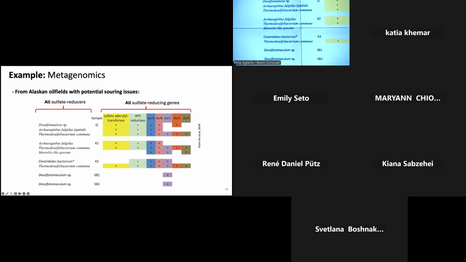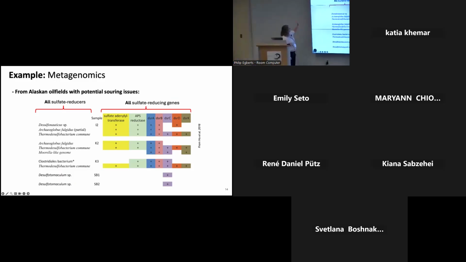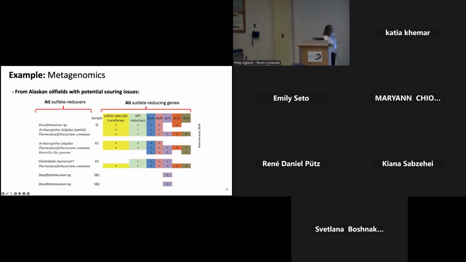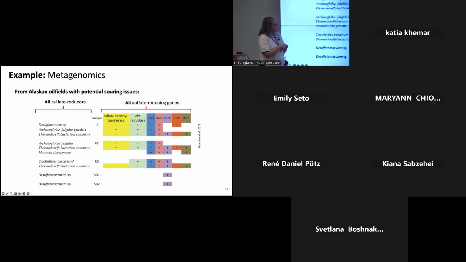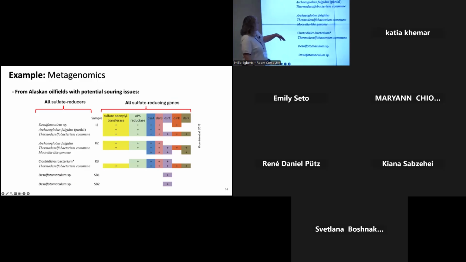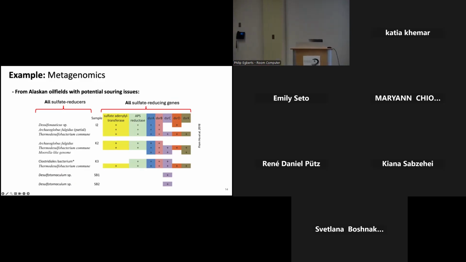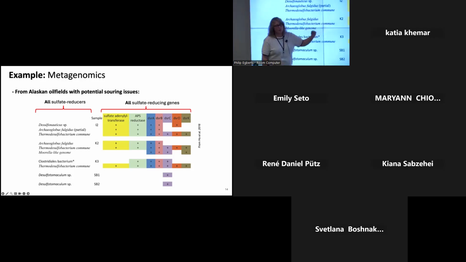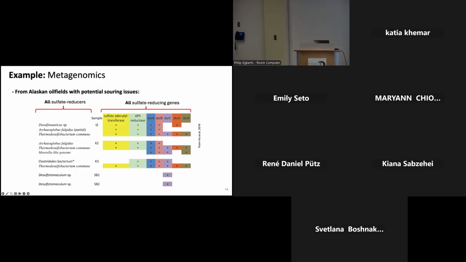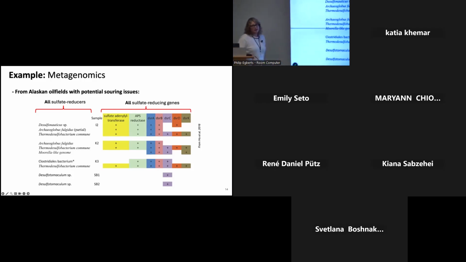This is just an example from a research group. They were looking at some Alaskan oil fields that had potential souring issues. Using a primer to target specific sulfate reducers, they ended up not getting that much information. But when they did a metagenome sequence, they got a whole list of sulfate reducers present in a lot of the samples, as well as a lot of the gene information associated with them. It gives you more information upon which you can make more decisions. But it is quite a lot of data overload.